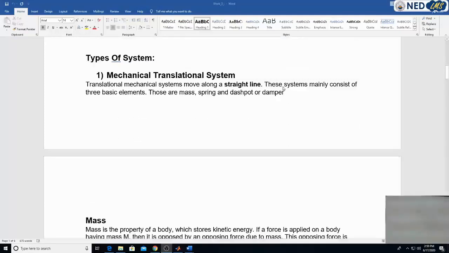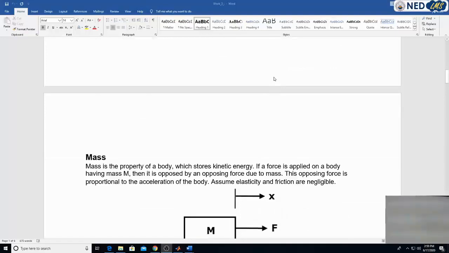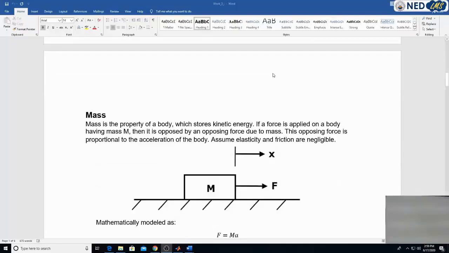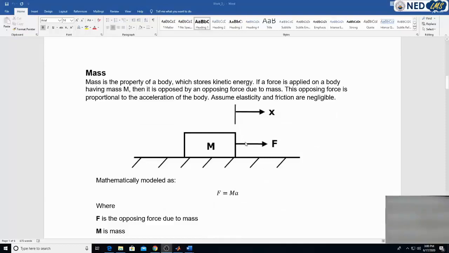What do you mean by the term mass? You know that mass is a property of a body which stores kinetic energy. What does it mean? Mass can store energy, and that energy is by virtue of velocity, so that energy is the kinetic energy. And the basic law of forces is that if we apply a force on a body, the body opposes that force, and that opposing force is proportional to the acceleration of the body.